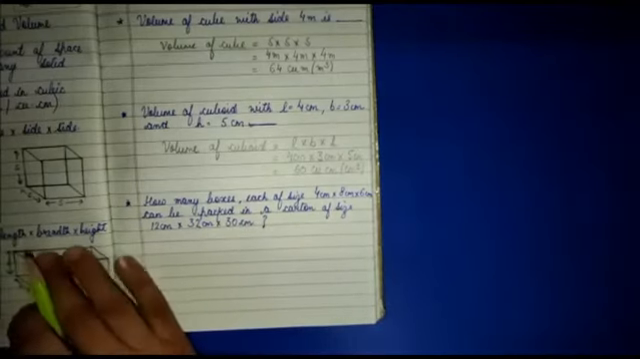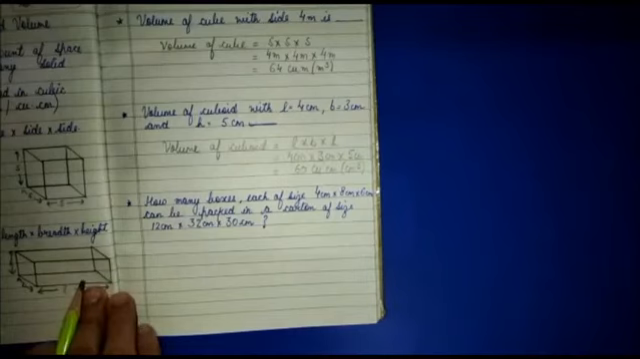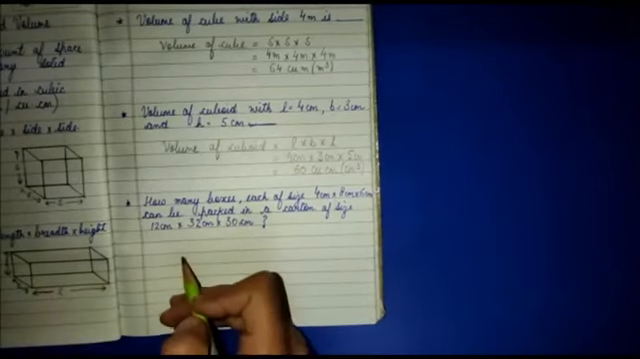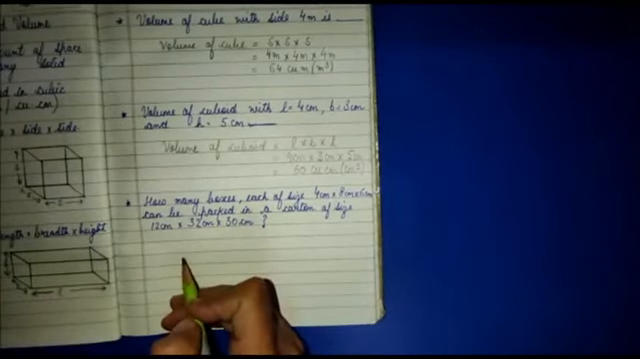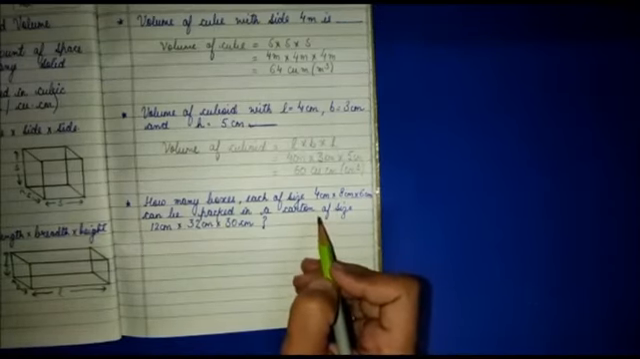I have already told you in the previous video also that whenever you have to calculate the number of things, number of boxes, we always divide area by area. So here also we are going to follow the same. We have to divide volume by volume, and the bigger volume will be on the top.